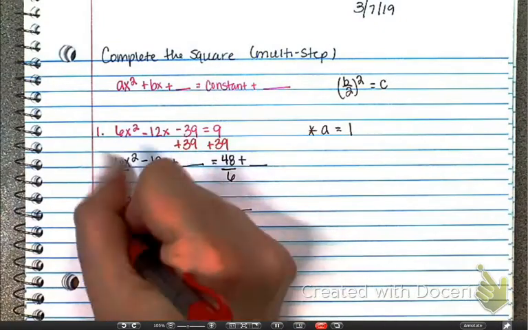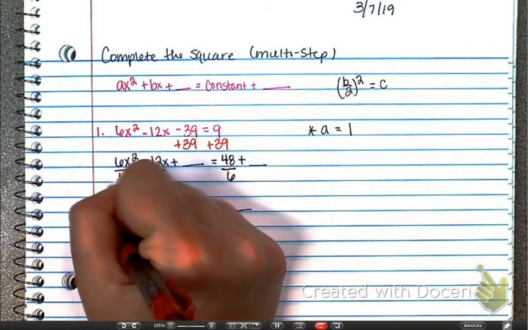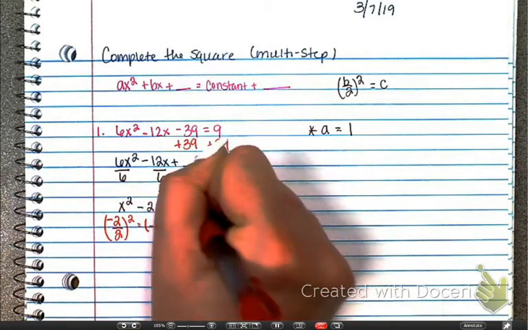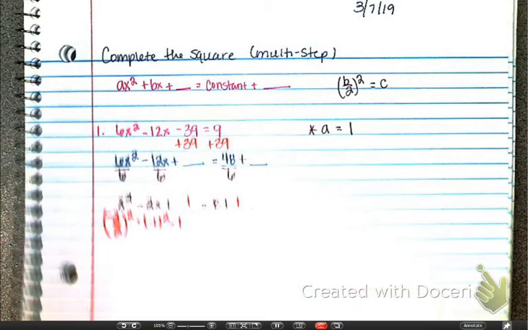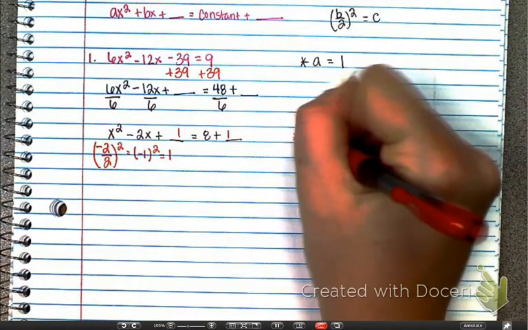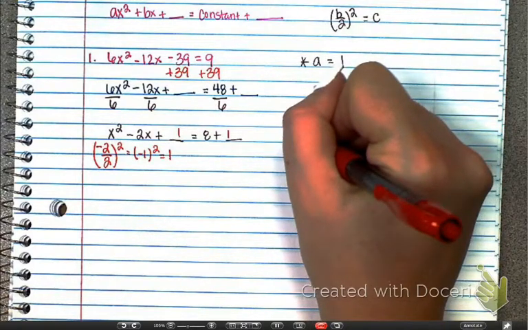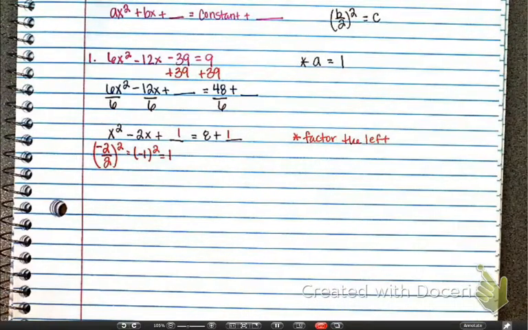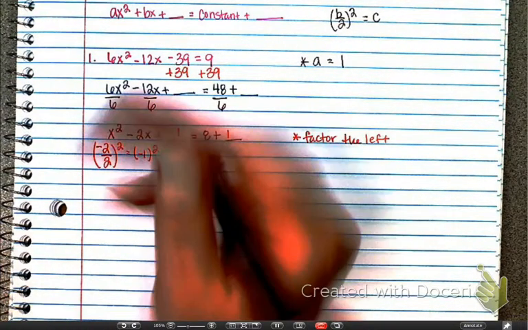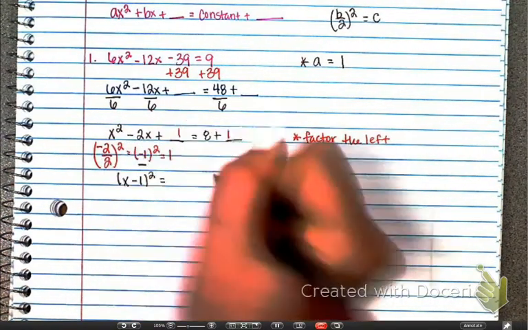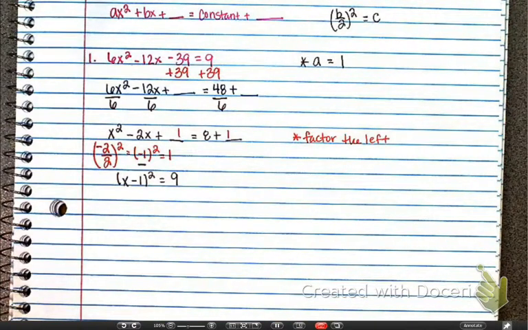Fill in the blanks. Negative 2 divided by 2 squared is negative 1 squared, which is a positive 1. That's what goes in my blank. What am I doing to the left-hand side? Factor. So factor the left. Okay, you're factoring the left. Now you know the trick, that is your factor. So x minus 1 squared equals 9. Factor the left, simplify the right.